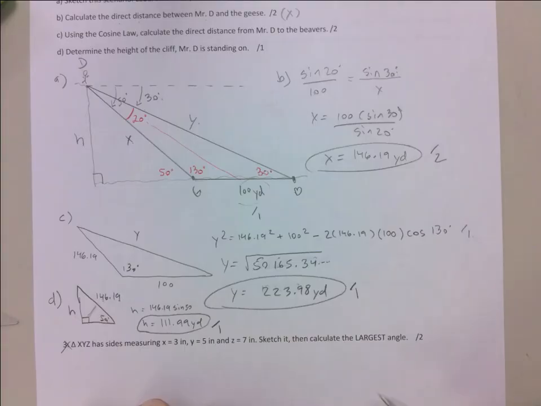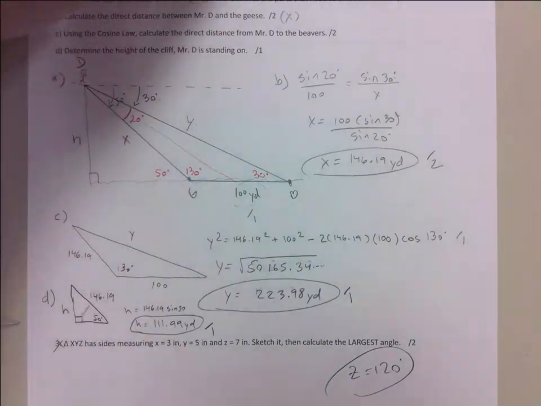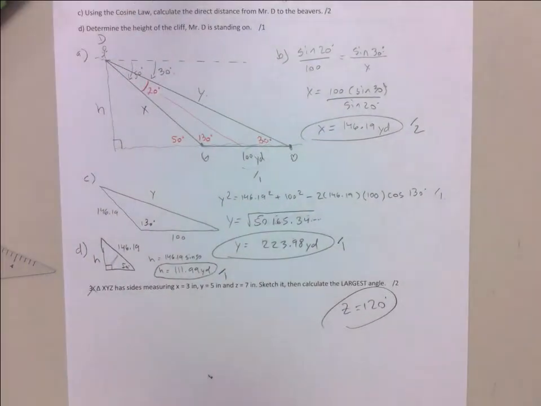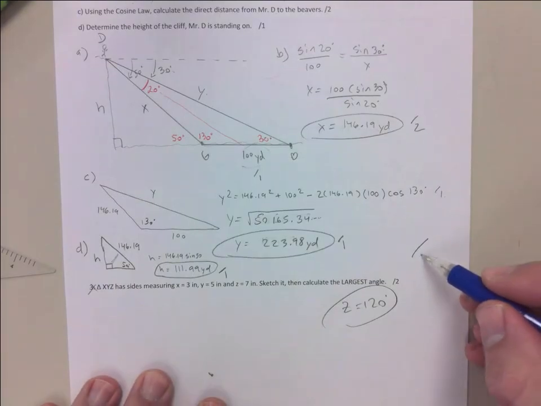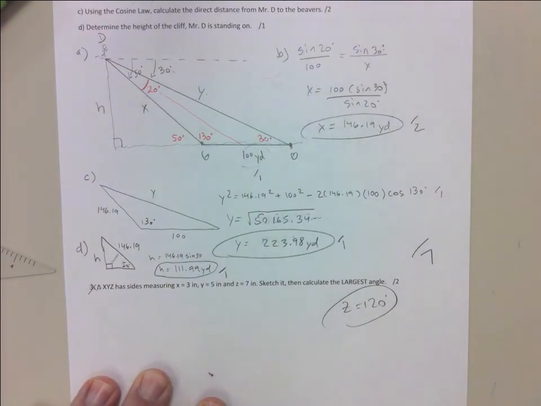If you did do 3, z is 120 degrees. If you did solve for it, it's supposed to be 120. Okay. So how many marks here? 2, 4, 6, 7. 7 marks for the back side. And 5 for the front, right? 7 and 5, 12 total.